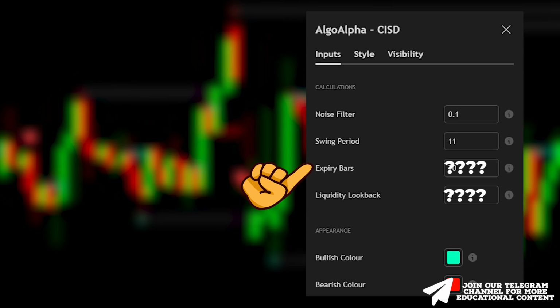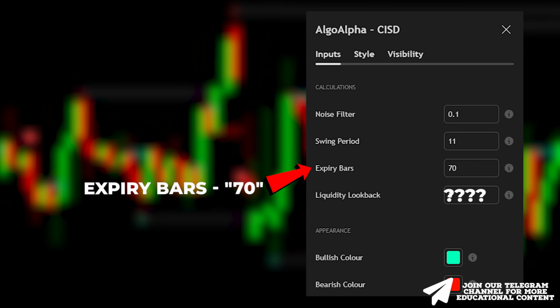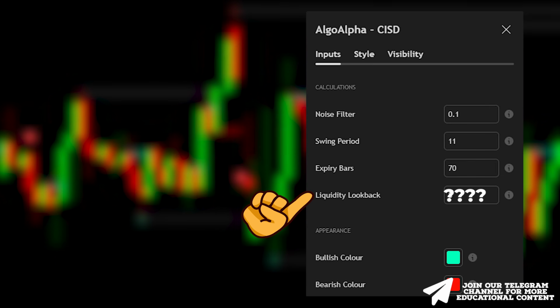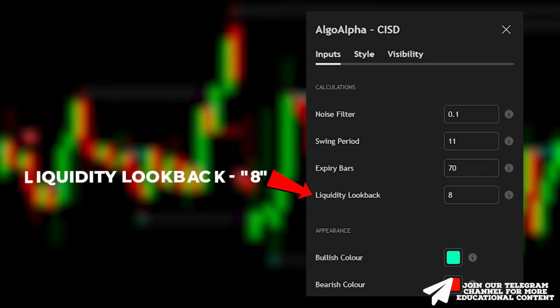Then we're working with expiry bars, which define how many bars it takes before old liquidity lines stop updating. Adjust it to 70, meaning it will use 70 bars. Finally, we have the liquidity lookback, which controls how strict the sweep confirmation is. Set the value to 8.